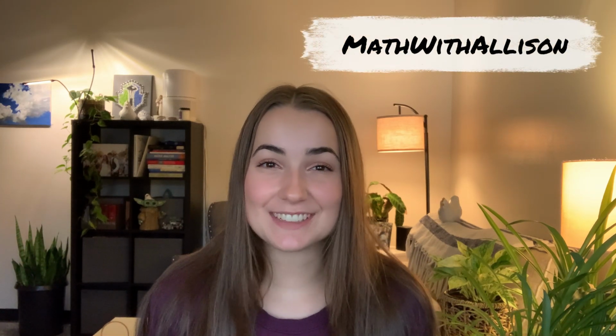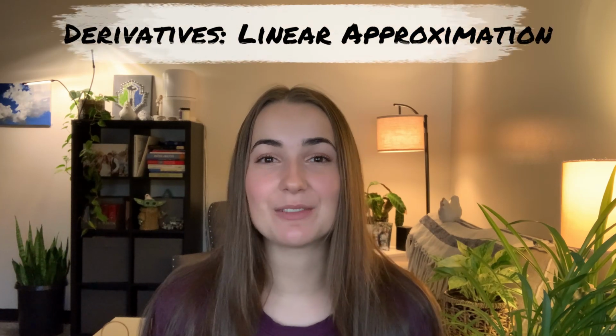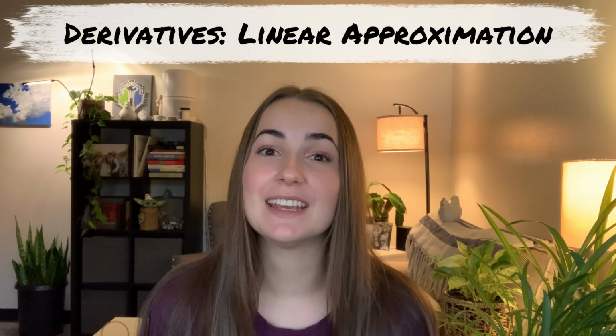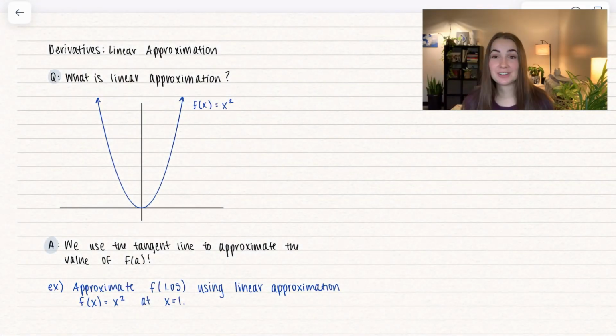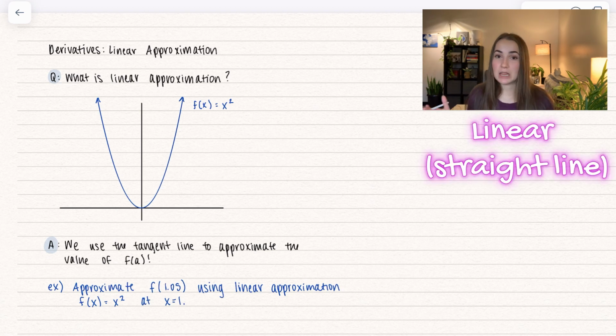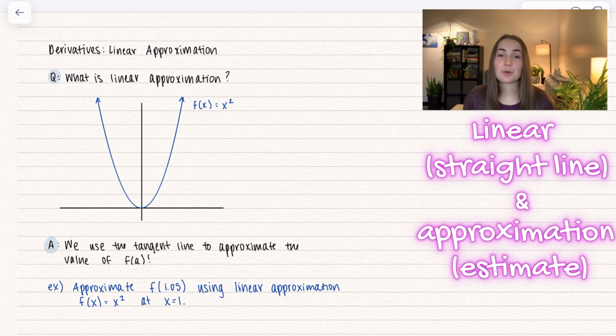Today we're continuing our series on derivatives, so specifically today we're talking about linear approximation. So let's go ahead and dive into it. Question of the day, what is linear approximation? If we think about the name, we have linear. Linear means straight line, and approximation means we're going to be estimating something. So answer, we are going to use the tangent line of a function to approximate some value.